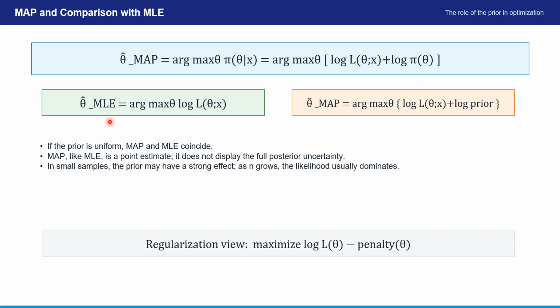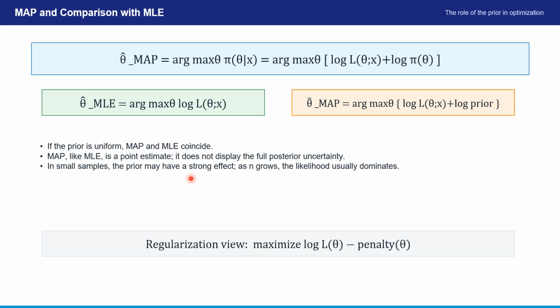MLE uses only the likelihood. It is theta hat MLE equals argmax of log L of theta. MAP uses both the likelihood and the prior. If the prior is uniform over the parameter space, then the log prior is constant and MAP and MLE are the same. MAP is useful when data are limited or when we want to include prior knowledge.